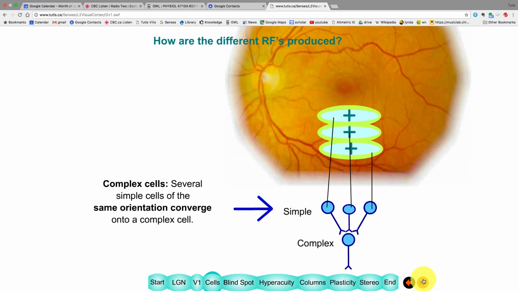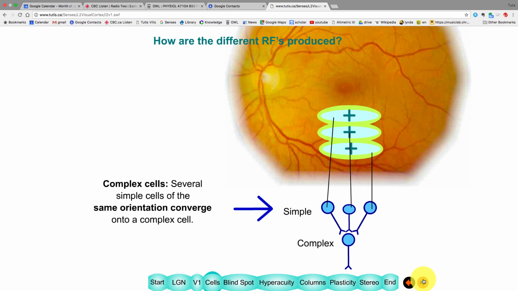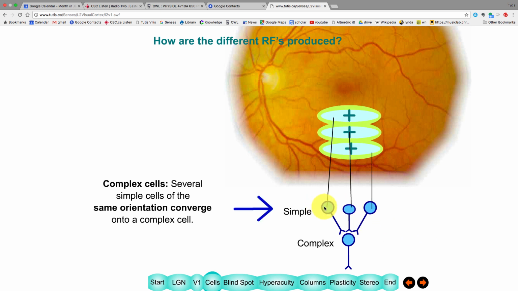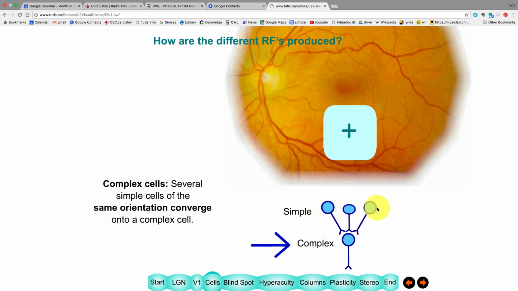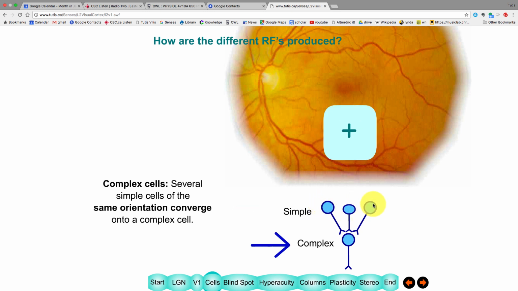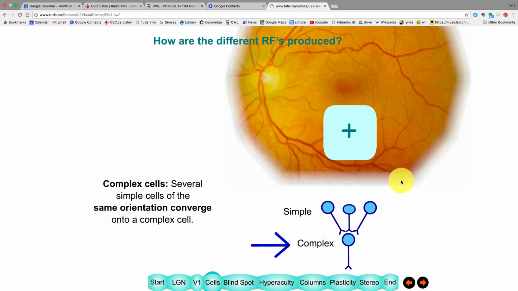Then here we're making a complex cell that's sensitive to horizontal lines over its larger receptive field. Again, what we simply do is add all the input from these receptive fields, each of which is sensitive to a horizontal line.